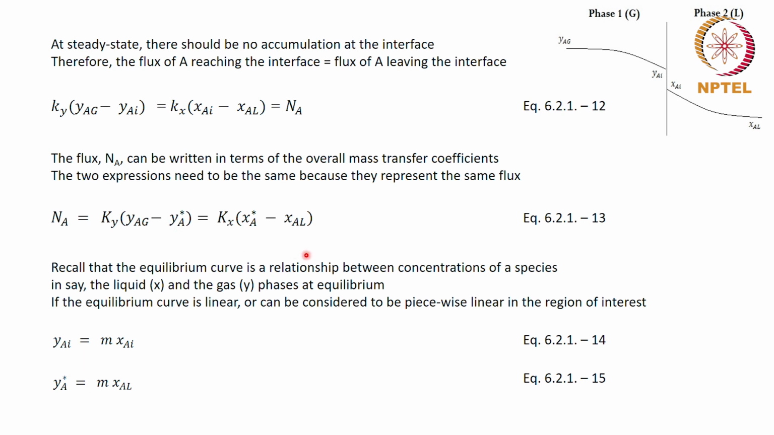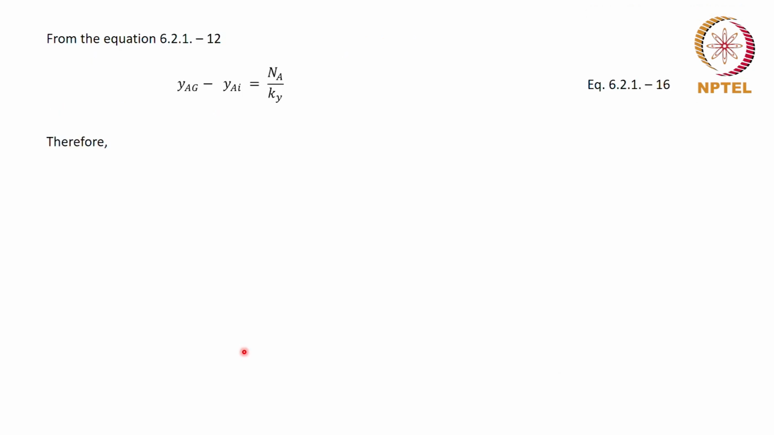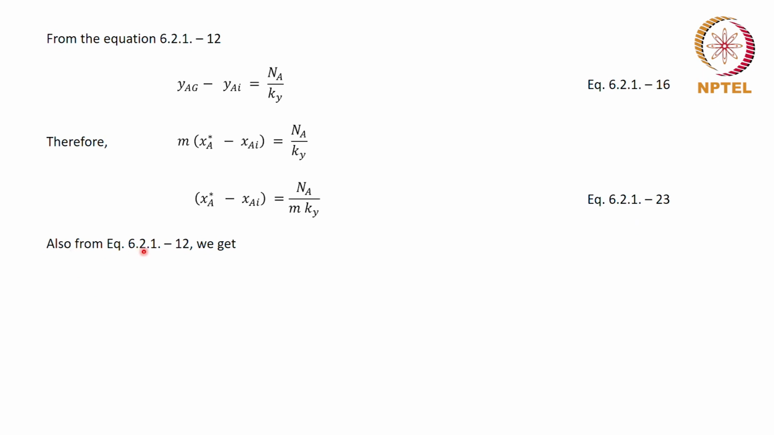YAG is M times XA star minus YAI, the interface concentration at equilibrium, M times XAI. So M times XA star minus XAI equals NA by KY. So XA star minus XAI is, you take M to the other side, NA by MKY, equation 6.2.1-23.